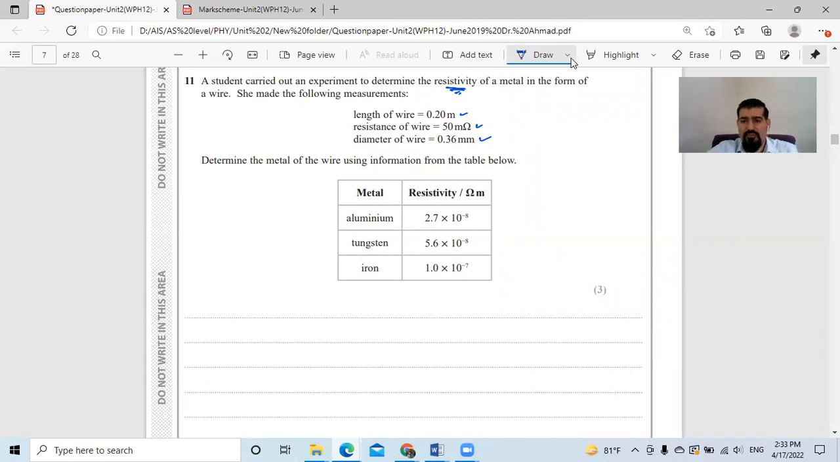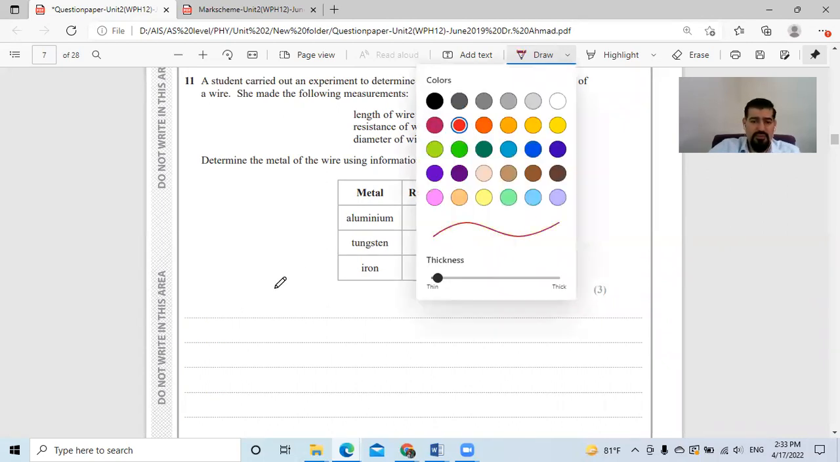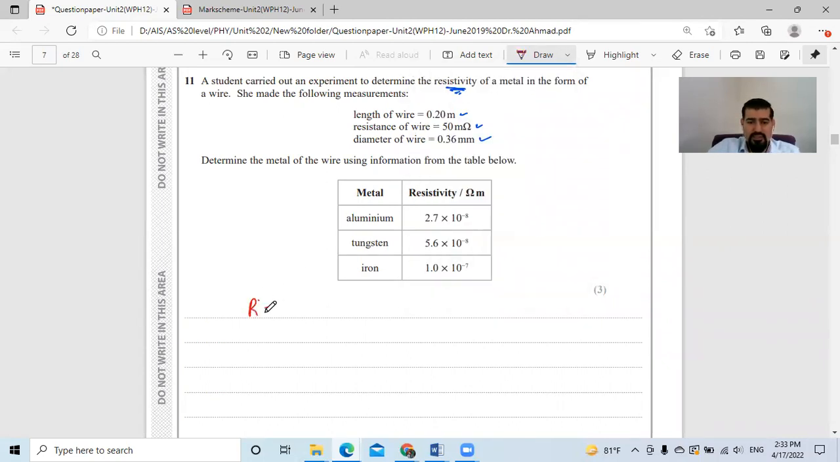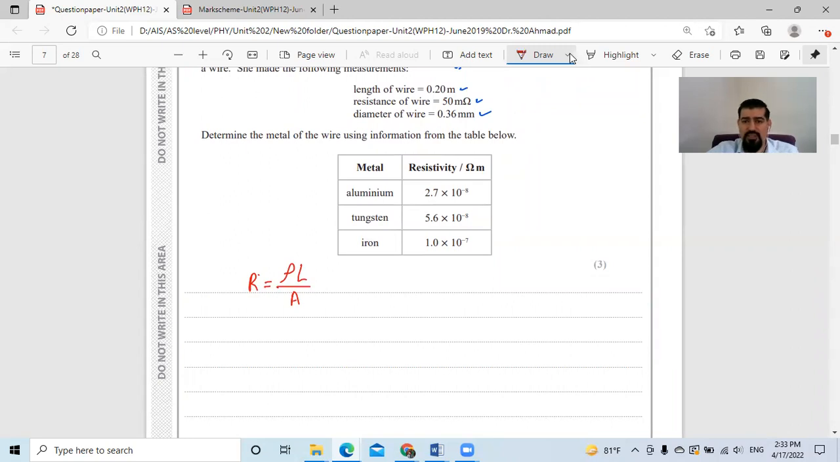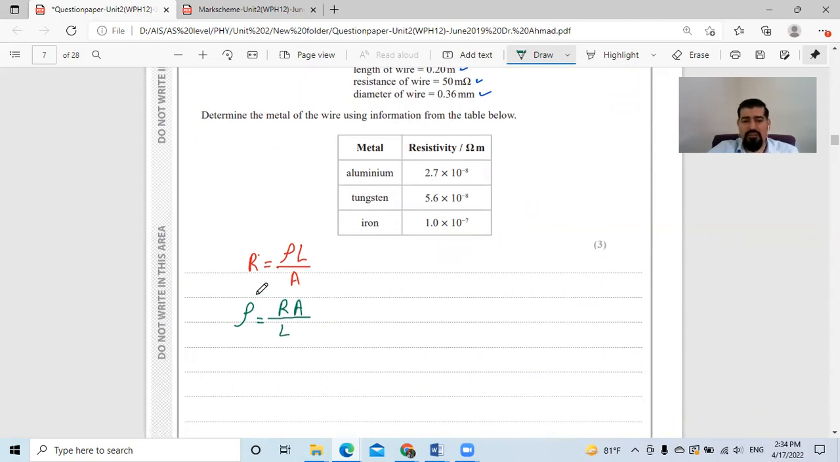Now we know that the formula for resistance with resistivity is resistance equals rho L over A, right? We have to choose what is the resistance here. The resistivity is RA over L, to find out how much the resistivity is, to pick which material according to the closest number.